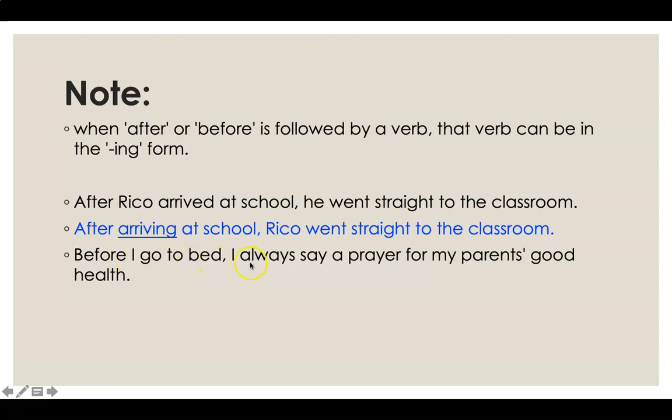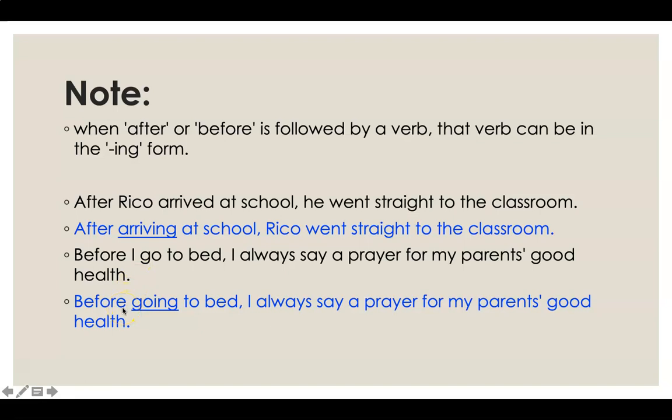Before I go to bed, I always say a prayer for my parents' good health. This one, I, is following before. Here is the subject. How about if we want to put the verb after the word before? Then it will become like this. Before going to bed, I always say a prayer for my parents' good health. Here, going is the verb following the word before. That's why we have to change it into ing form, going. And the sentence will become, before going to bed, I always say a prayer for my parents' good health.